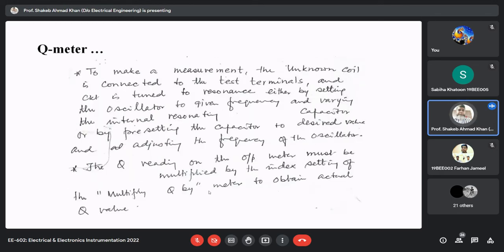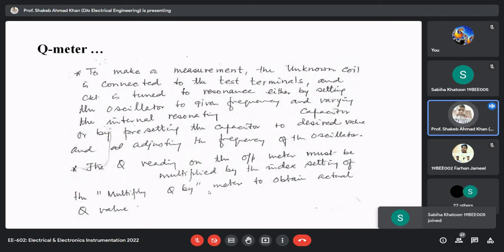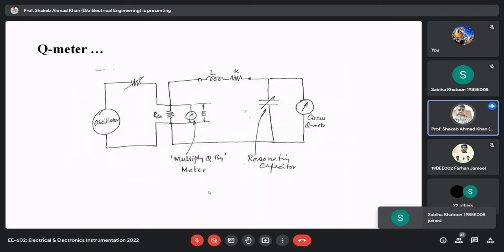If anybody has any question regarding this circuit and the explanation of the circuit that I gave you just now, I'm ready to explain.